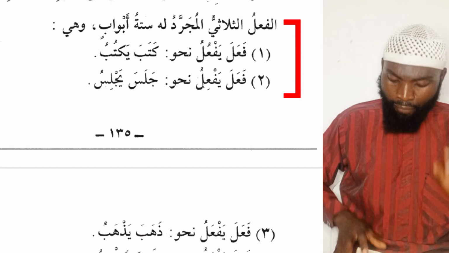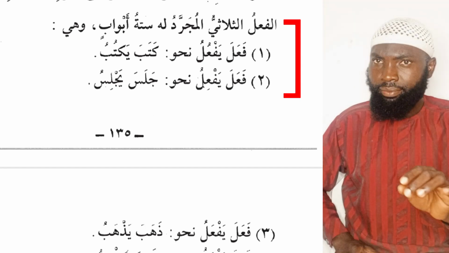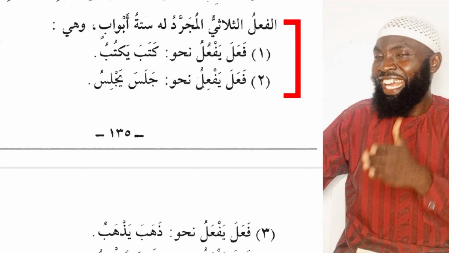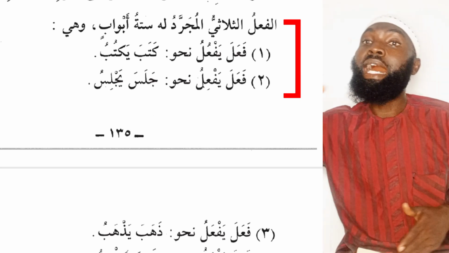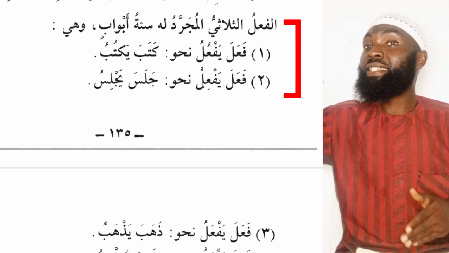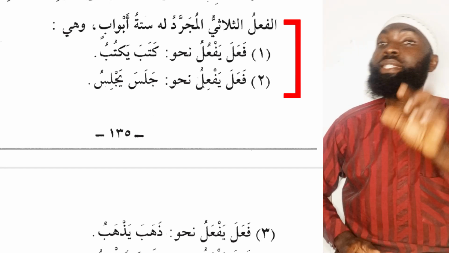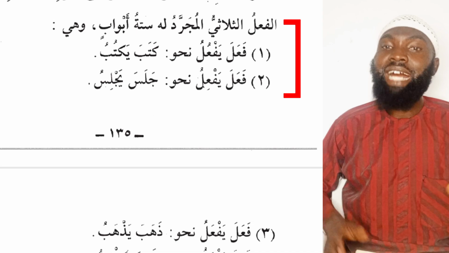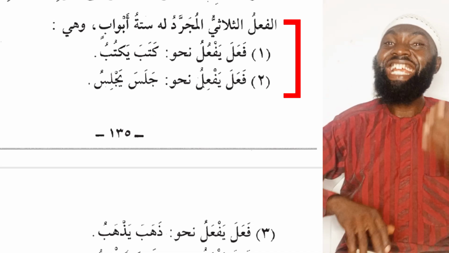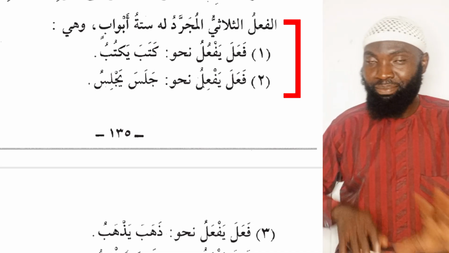The first one is fa'ala yaf'ulu. You can see the verb fa'ala, that's the past tense form, and all of the 3 letters have fatha, fatha, fatha. However, when we come to the present, the 2 letters ending it now carry dhamma, yaf'ulu. An example of this is the word kataba yaktubu. You can see this pattern.